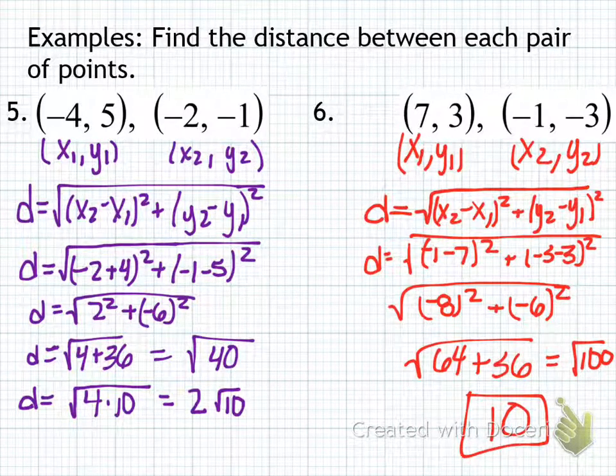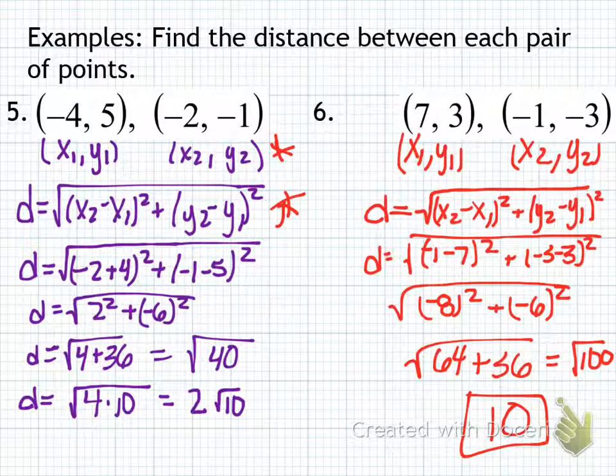Okay, so number 5, again, labeling and then writing the equation are always the first two things that I have. And then plugging in the values. This one I ended up with negative 2 plus 4 and then negative 1 minus 5. The plus is because it was negative 2 minus a negative 4. So I did skip a little step in there.